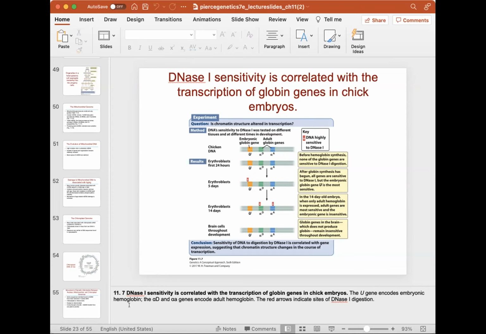And so at that point, all of the DNA is sensitive to DNase 1 because all of the chromatin is unwound and loose and exposed. So DNase can act on it. But before the points where all of the chromatin is unwound and being transcribed, only the parts that are being targeted and transcribed at the moment would be sensitive to DNase.